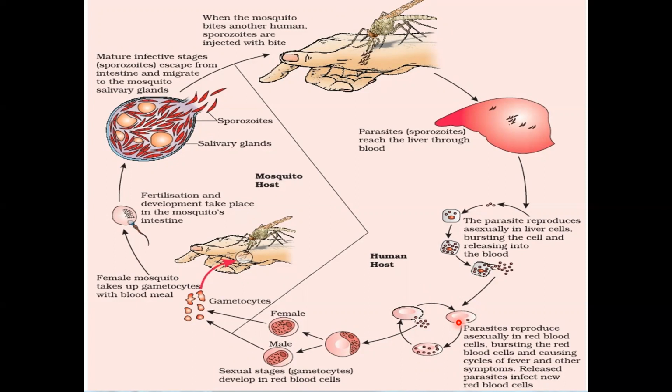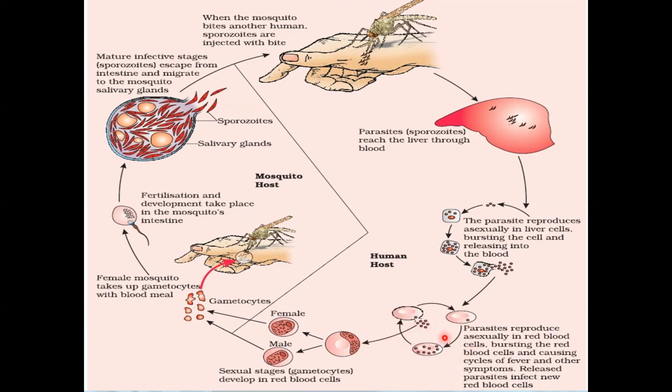If a person is shivering, having chills, and cycles of fever, that means sometimes he's having fever, after some time he's not having the fever, he's sweating, and again he'll be having fever. That is because of this stage. The parasite is reproducing asexually and it is going on bursting the RBCs. Released parasites will again infect new cells and again it will burst, again it will reproduce, and this will go on. After a certain time, what will happen?